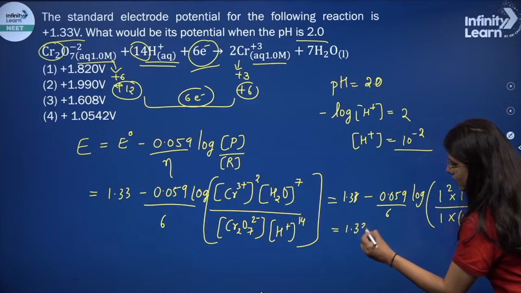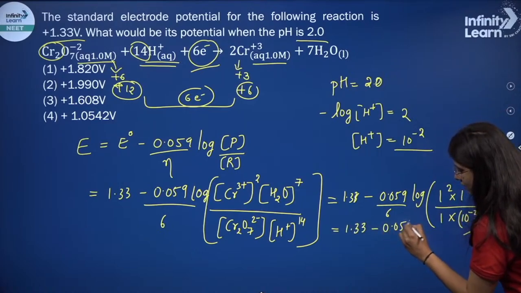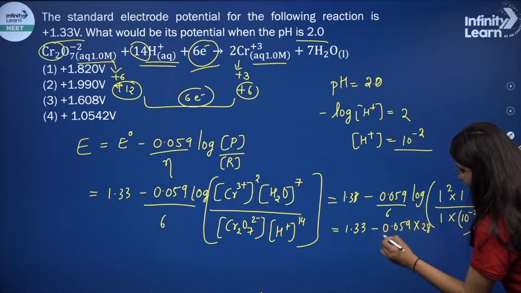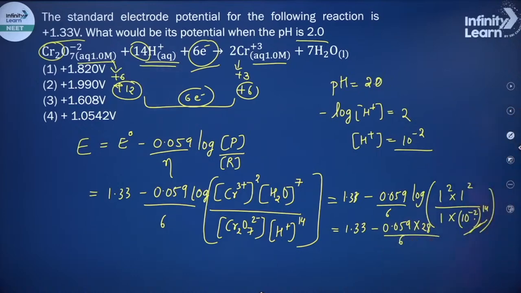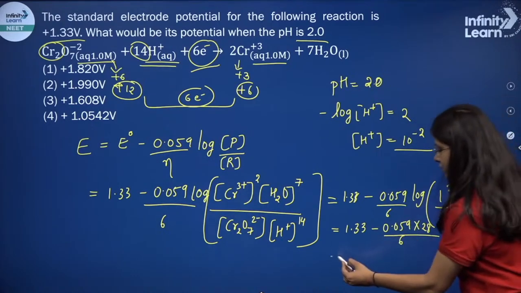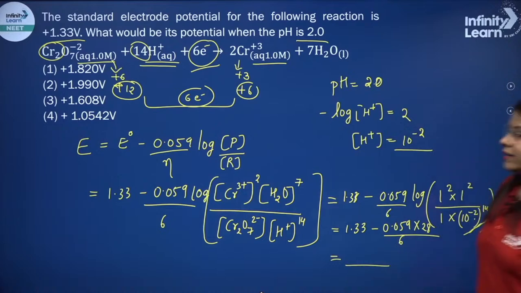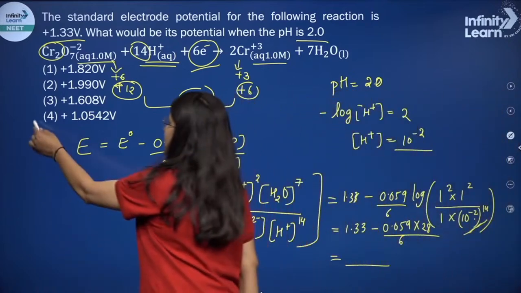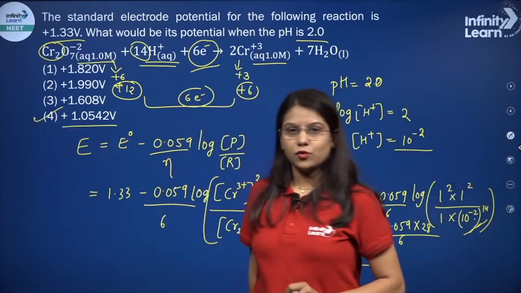So approximate value will be 0.059 into 28 by 6. You solve this, you will get the answer. So I think the answer will be approximately 1.045 volt. Clear?